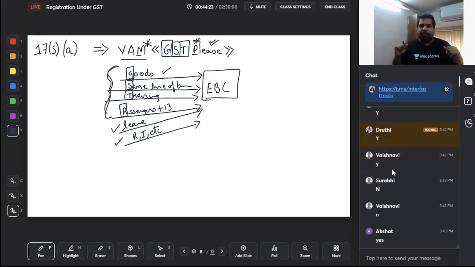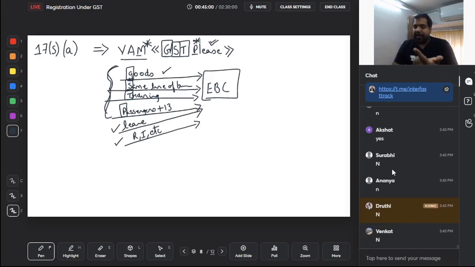So again I repeat quickly, please tell me, on VAM is GST allowed? No, on VAM GST is not allowed. Guys, just 1 second. Yes. So guys, for VAM, GST is not allowed.